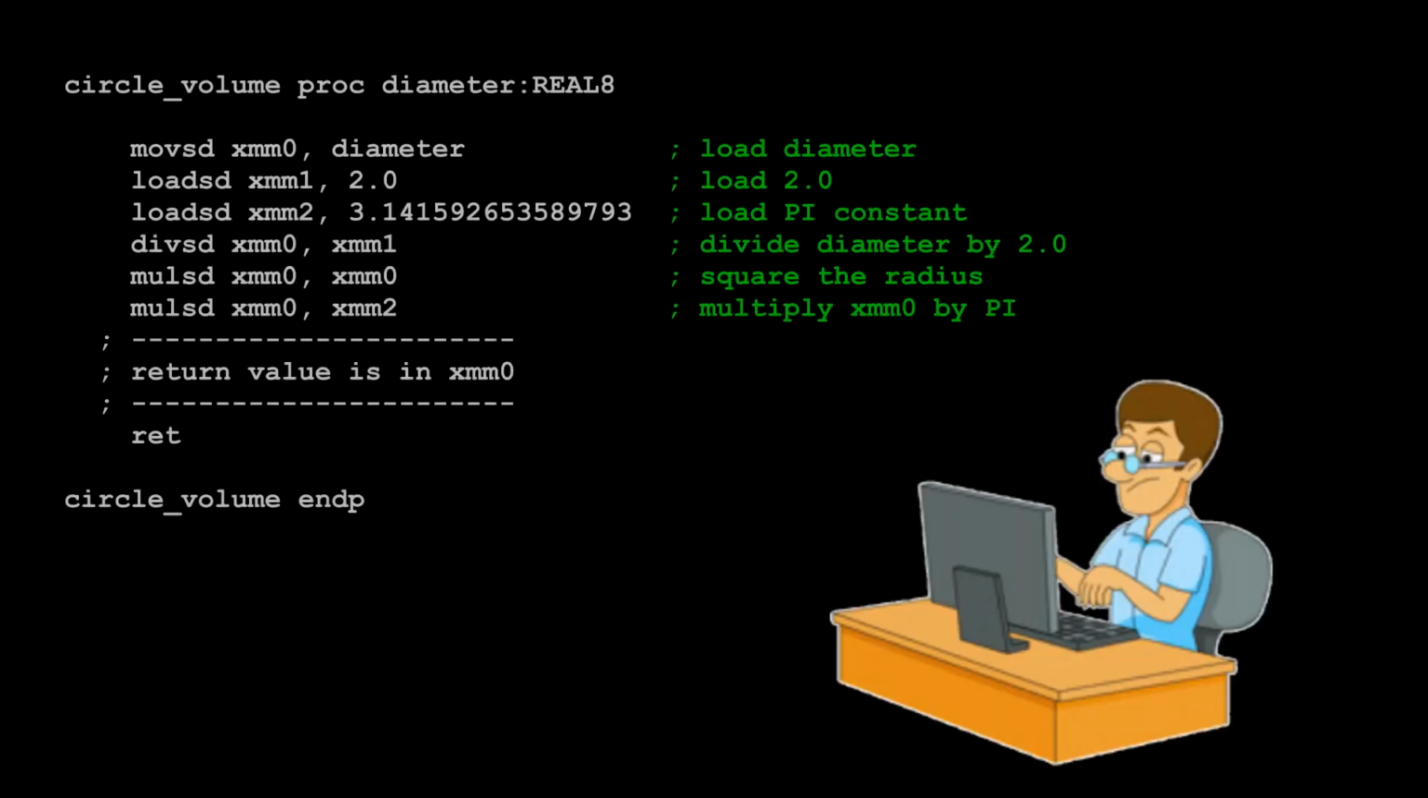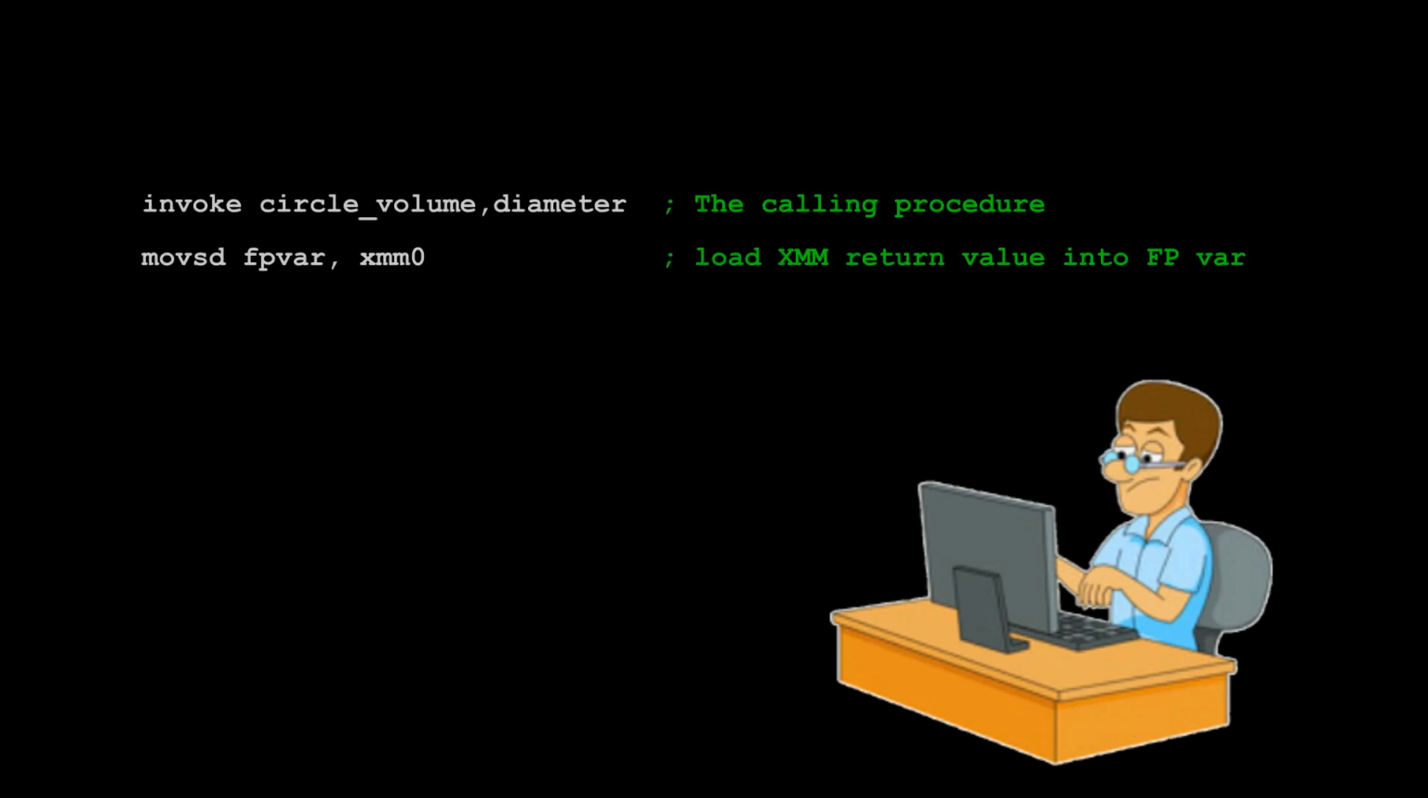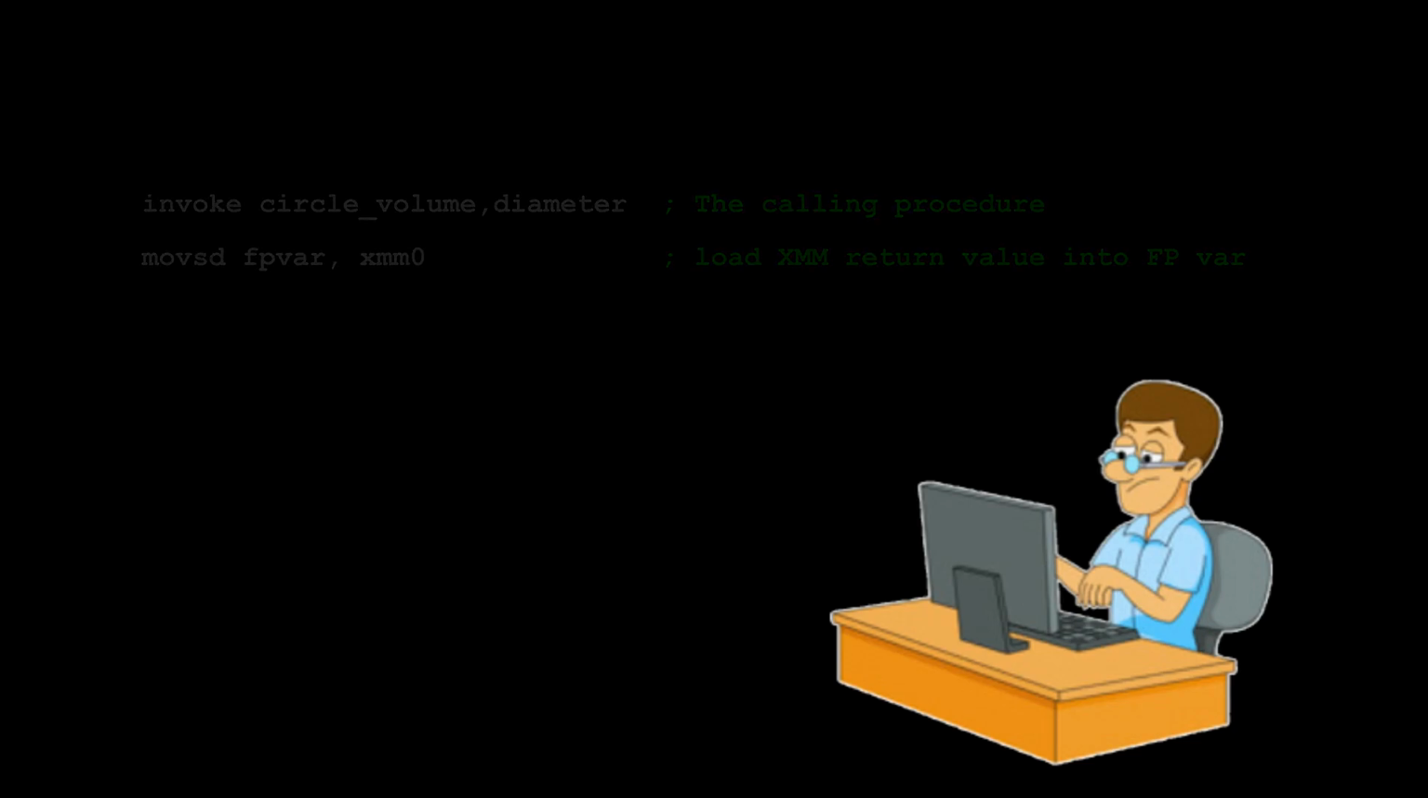Now we start with a simple algorithm: how to calculate the volume of a circle. The diameter of the circle is passed as a real 8 variable as the only argument. Load the diameter into XMM0 using MOV_SD. Load the two constants using the macro load_sd. Divide the diameter by 2 to get the radius. Square the radius. Multiply XMM0 by the pi constant in XMM2. The return value is in XMM0. From the caller end, you simply use MOV_SD to transfer the return value in XMM0 to a real 8 variable.